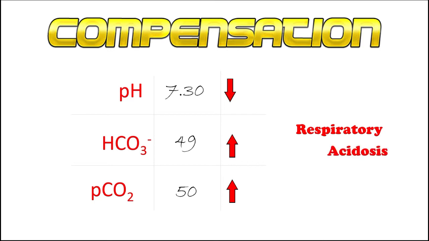Let's look at the compensation part. Applying the mnemonic here for respiratory, it is RABI. We need to look only at the bicarbonate. Since the bicarbonate is going high, we can tell that it is compensated. And to say whether it is compensated fully or partially, let's look at the pH. pH is still not in the normal ranges, so the compensation is only partial.